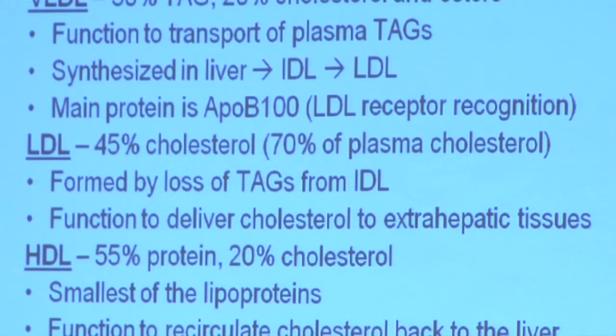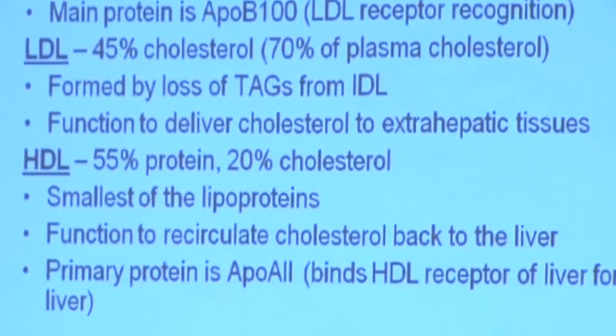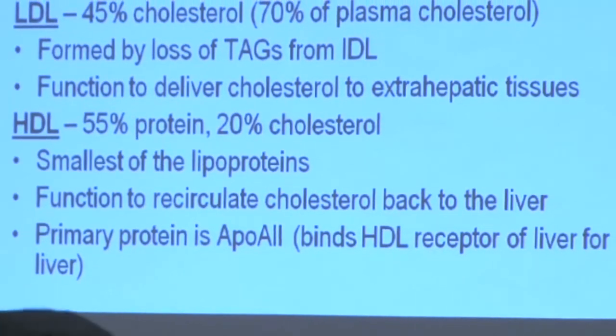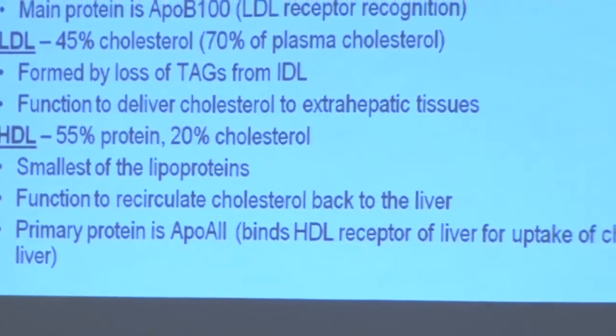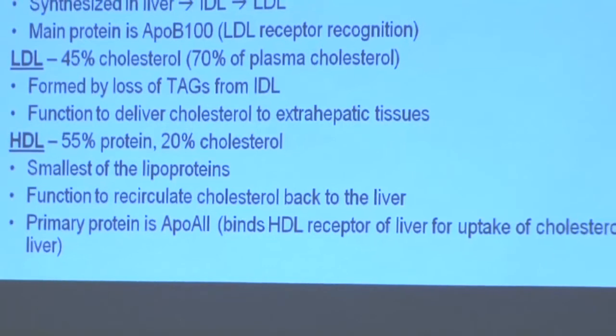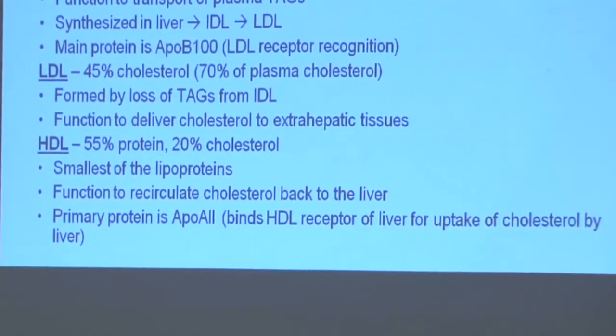So your HDL is a much greater concentration of protein, only 20% cholesterol. And again, its job is just to scavenge, grab cholesterol where it finds it, and take it back to the liver to get rid of it. If you notice, what does HDL actually stand for? High density. What does LDL stand for? Low density. VLDL? Very low density. So HDL is the highest density, but it is the smallest.